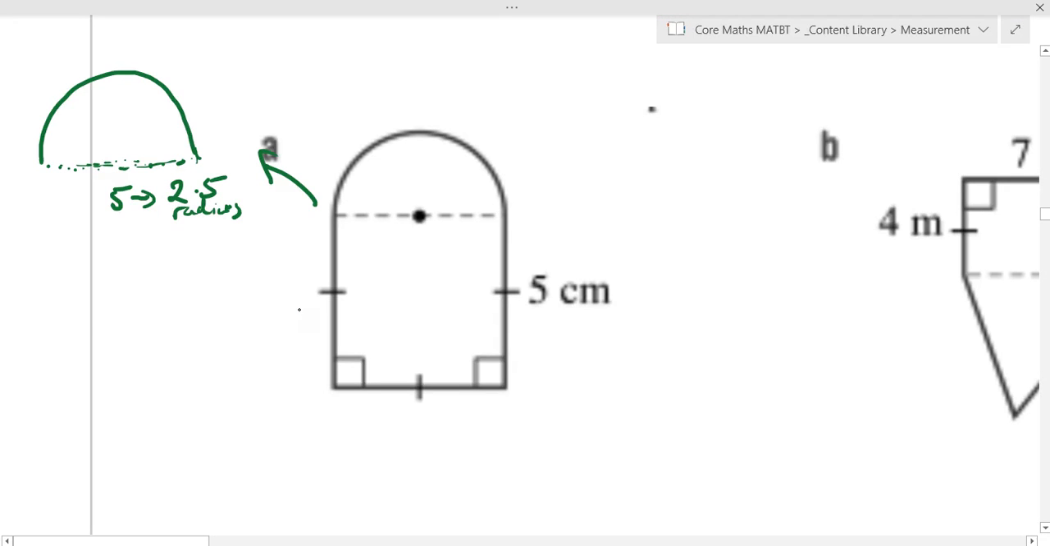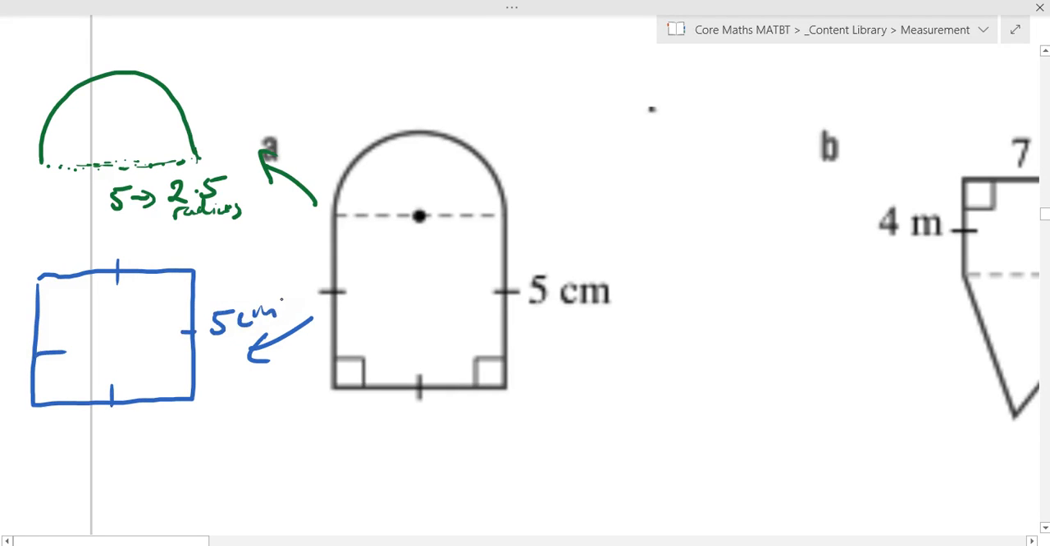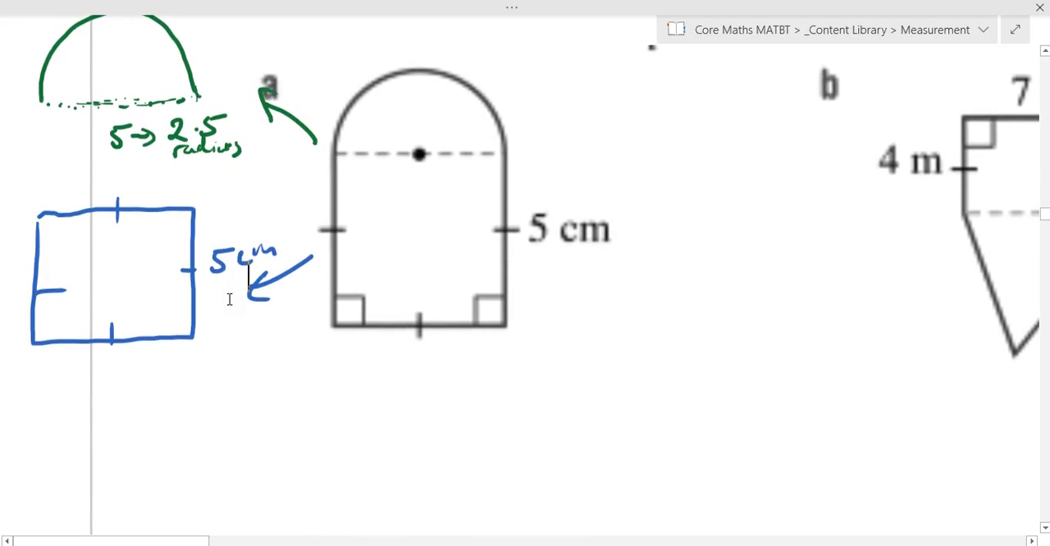Okay, and then the other shape that I'm working with here is the square, which is pretty straightforward. It's a 5 by 5 square. Make a note of the actual measurements that you have there. This is in centimeters.